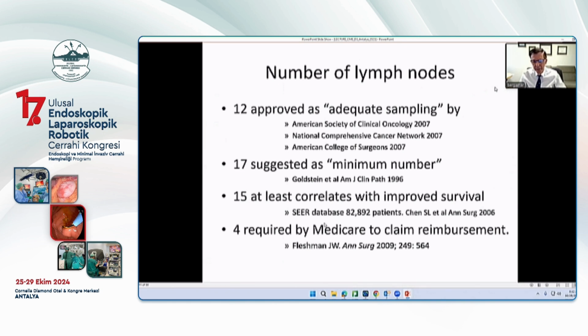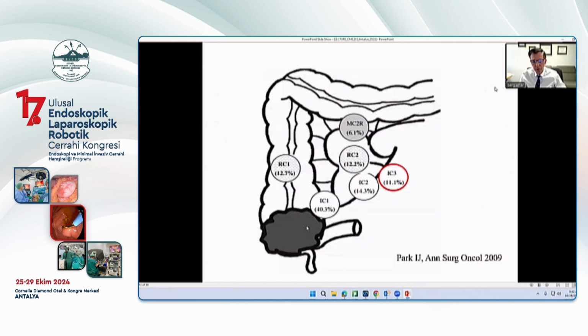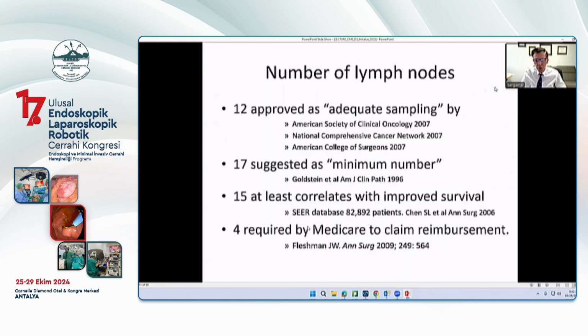Medicare is one federal insurance company that reimburses the hospitals. Dr. Fleshman is an excellent colorectal surgeon who describes in this article that four lymph nodes are required. So basically, all this depends not only on the surgeon, but also on the pathologist that you have. There are a number of factors playing into this number of lymph nodes.